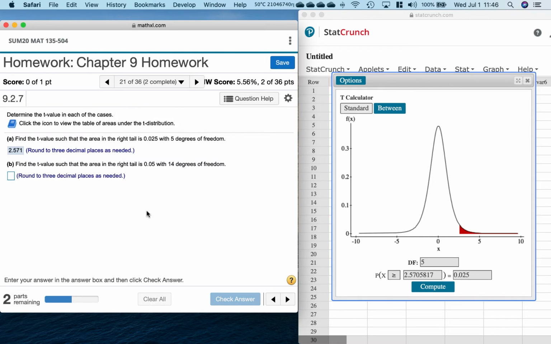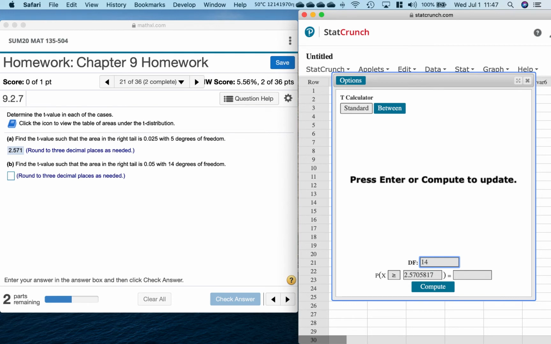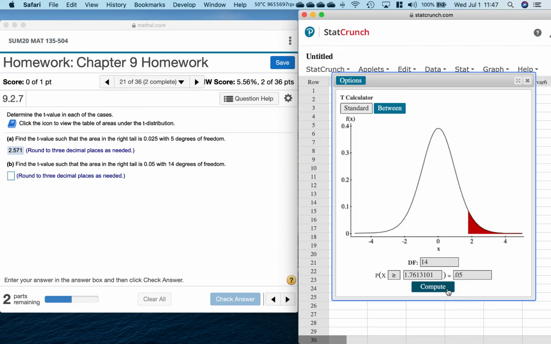We do. And then we can proceed to the t value for an upper tailed area of 0.05 with 14 degrees of freedom. Again, you just change this to 14, and we will change this to 0.05. And again, we want an upper tailed. Remember, if it says a left tailed area, you'll have to switch this. All right, so we click compute, and we get 1.761. So that should help you out on finding the critical values.